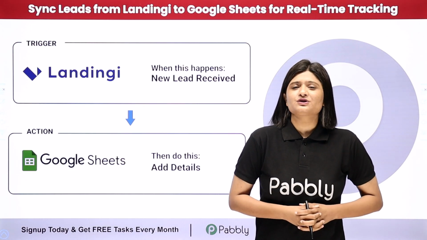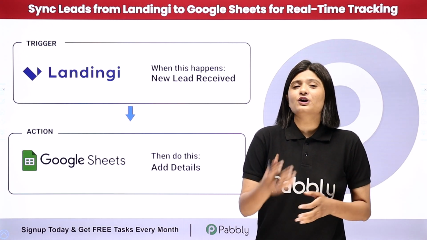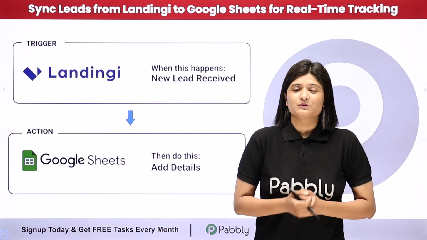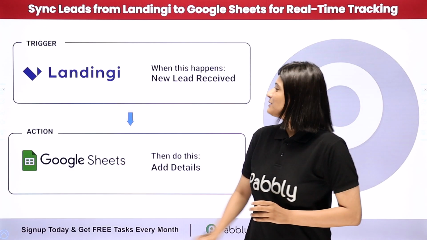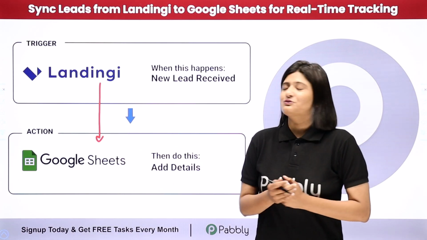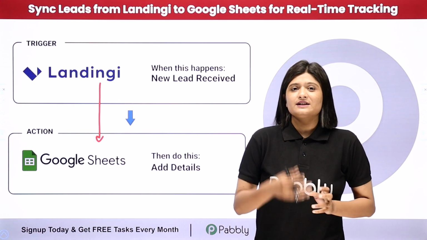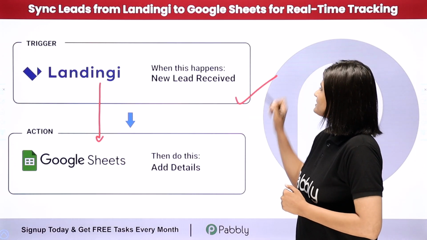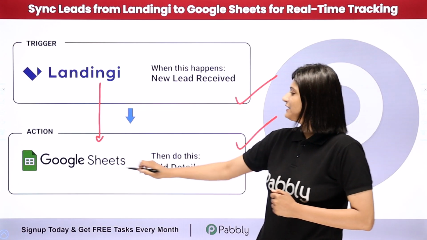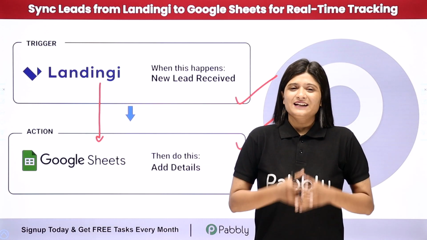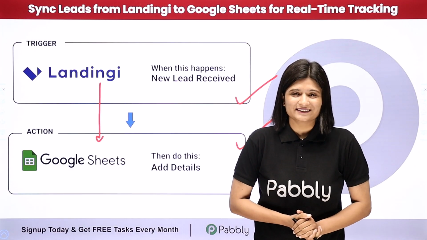to do this automation, I'm going to use Pabbly Connect. Pabbly Connect is an amazing automation and integration software which requires no coding or programming skills. Here I just need to build a connection between Landingi and Google Sheets. With the help of Pabbly Connect, I am going to build this connection in such a way that whenever I receive a new lead from Landingi, the lead details will be automatically added to my Google Sheets spreadsheet. Now, if you want to learn the step-by-step process, then let me take you all to my screen.